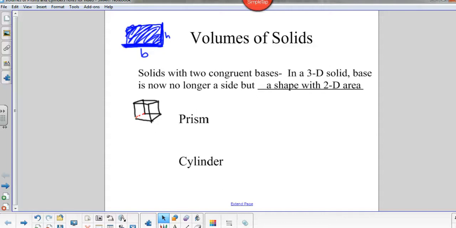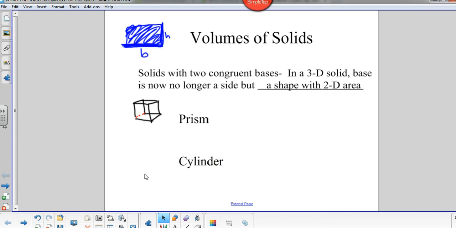Hello here. Today we're talking about volumes of solids, specifically solids with two congruent bases. In a 3D solid, the base is no longer a side, but it's the shape of a 2D area. A three-dimensional solid. And we're going to talk about prisms and cylinders today.